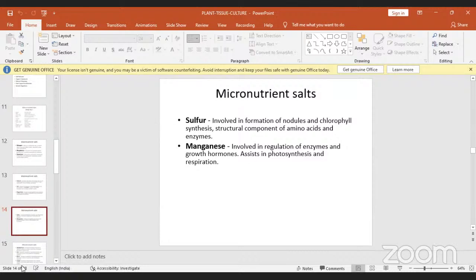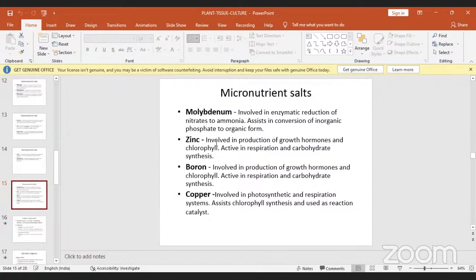So here, next is the continuation of micronutrient salts.